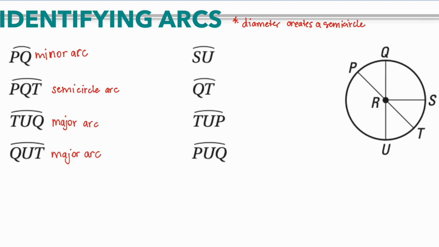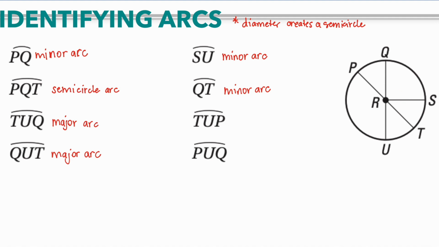Next, S straight to U. So this is going to be the shortest distance of going from S to U. That would be a minor arc. Next, if I'm going from Q to T, so I'm going from Q to the shortest distance of T, that is also going to be a minor arc.